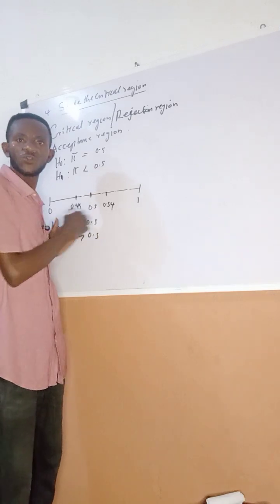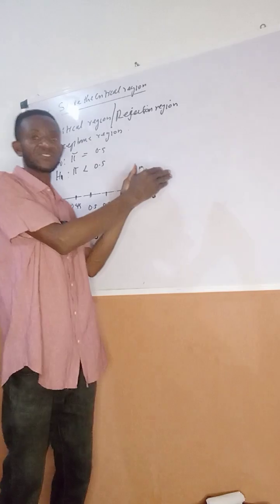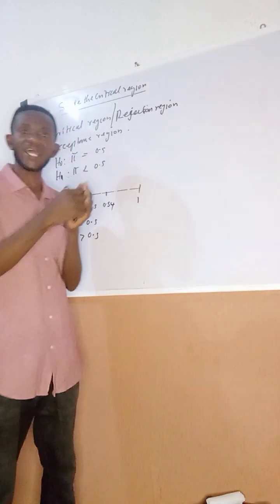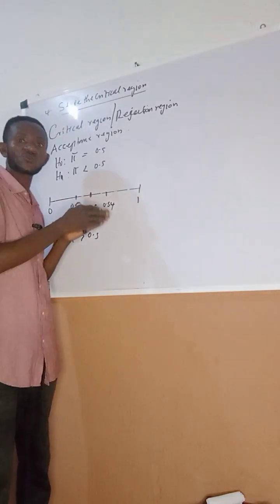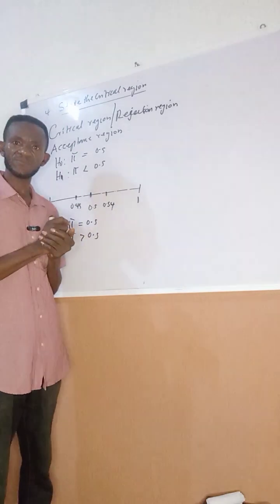When it is one-tailed to the left, the critical region lies in the left. When it is one-tailed to the right, the critical region lies in the right. Equally with the acceptance region. They lie in that particular direction.